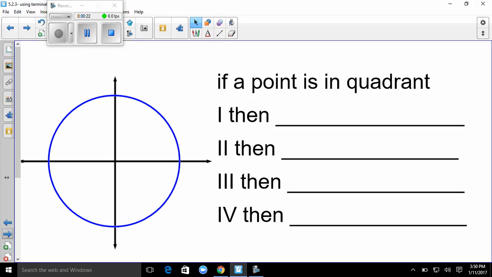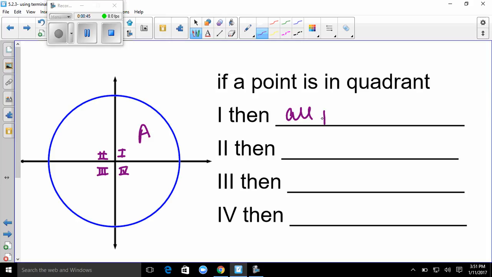This is quadrant 1. Quadrant 1, quadrant 2, 3, and 4. Okay? In quadrant 1, everything is positive. Okay? That is sine, cosine, tangent, cosecant, secant, and cotangent. So all are positive. In quadrant 2, that's all students.